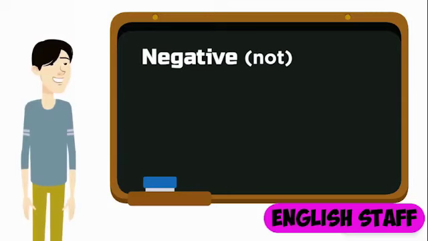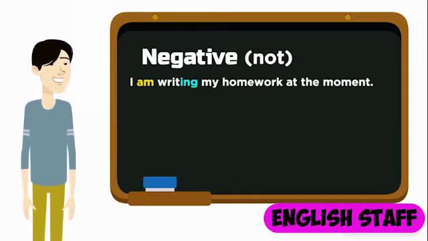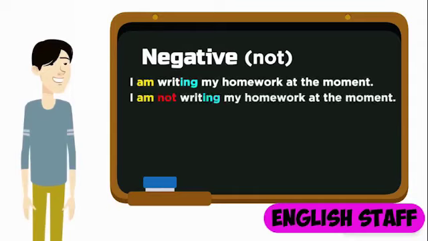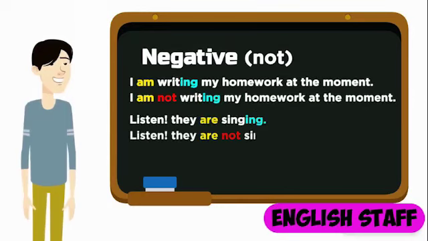Let's take another example. I am writing my homework at the moment. The sentence in the negative form will be, I am not writing my homework at the moment. Listen, they are singing. Listen, they are not singing.